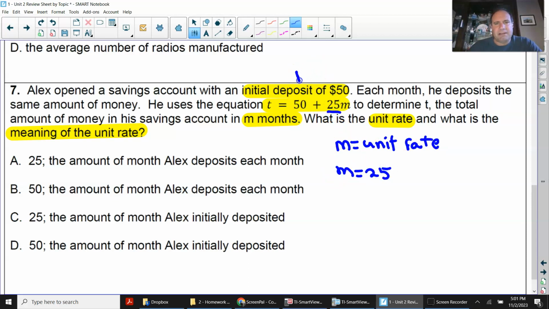So the initial deposit is the B. So that's not what they want. So I'm going to get rid of this, and I'm going to get rid of this. So 25 is good. It should say the amount of money Alex deposits each month, $25. So that's out. That's out. Alex initially deposited? No, the initial deposit is $50. So that's out. So it's the amount that Alex is putting in every month. So A is your answer.